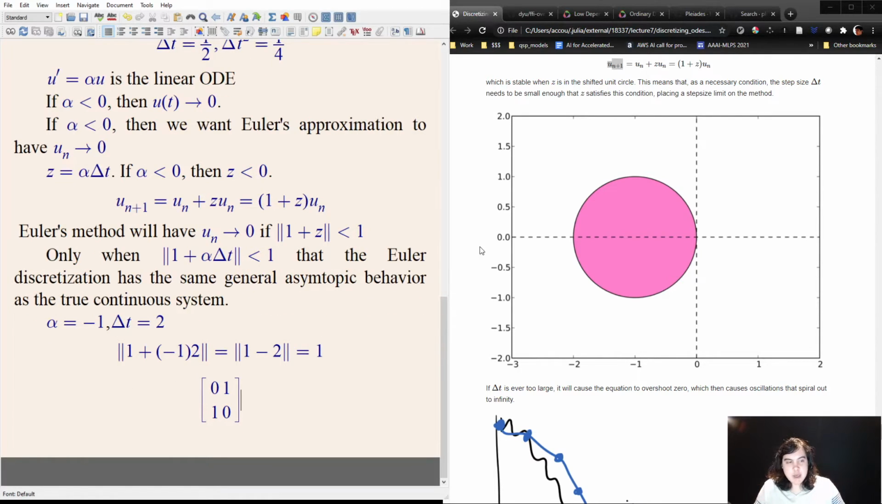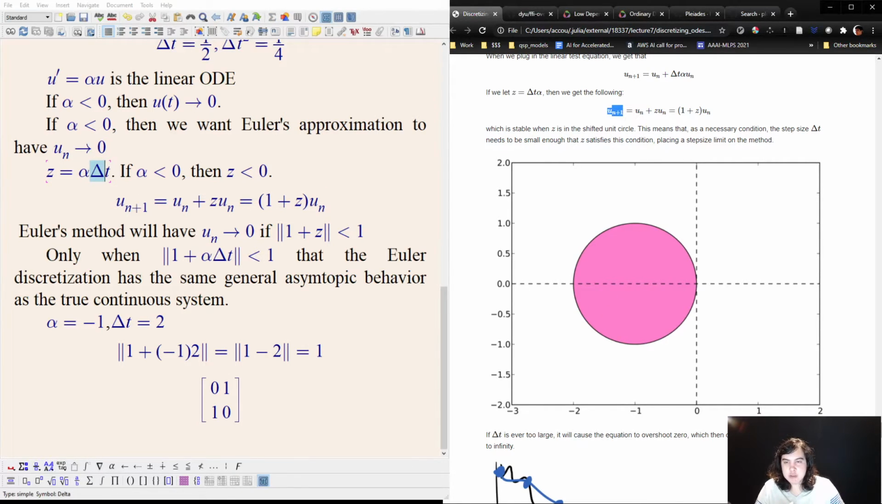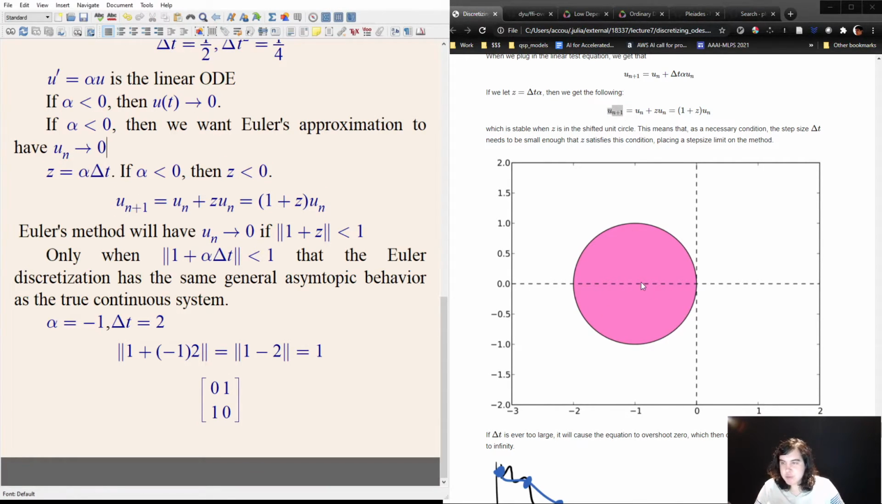So what this picture is showing is the picture of the possible z's which satisfy this equation. And basically you can say, if z lives in this unit circle, right? So if alpha times delta t lives in this unit circle, then you're stable. If you're outside of this circle, then you have this blow up behavior.